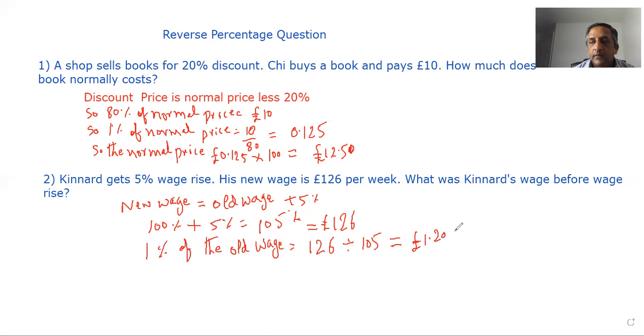So what we get is 1 pound 20. So what was the old wage? 1 pound 20 is the multiplier. Remember, this is the multiplier. So we times 1.2 with 100, and we get 120 pound. So this was Kennard's wage before the wage rise.